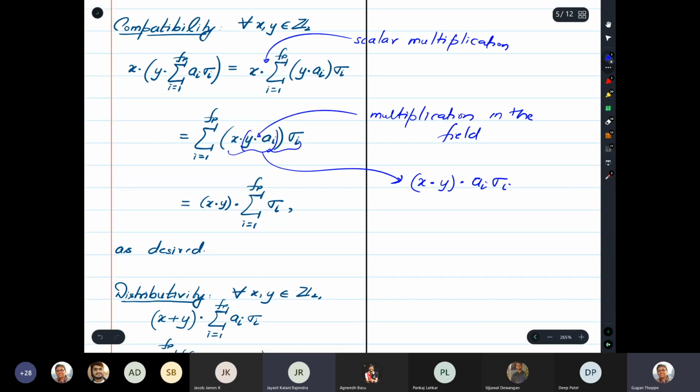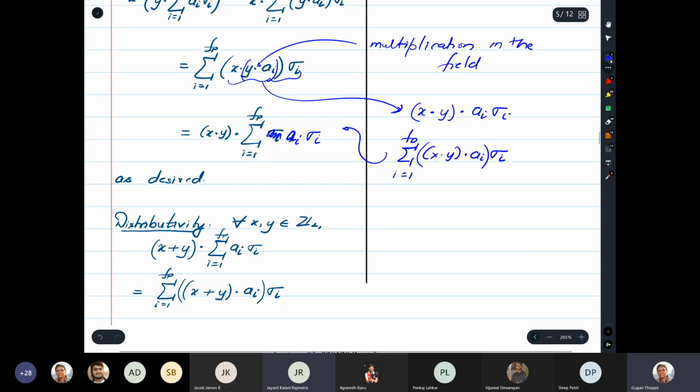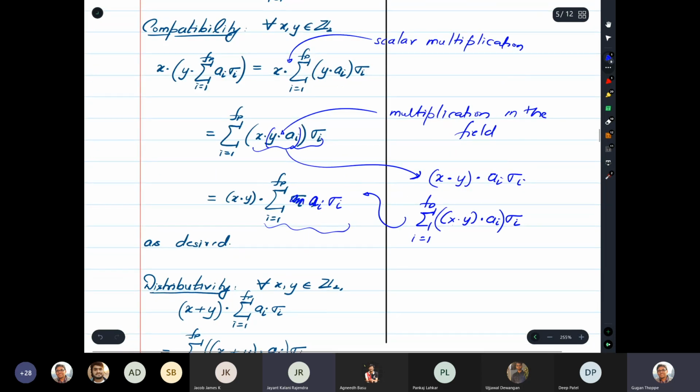Okay, and sorry, there is a mistake here. This should actually be AI sigma I, right? So I hope you agree that summation x dot y dot AI sigma I, this entire thing from 1 to FP, is equal to this, right? So I take this x dot y outside and I multiply it in this fashion. So you can see what I have written over here equals what I have written over here, right?